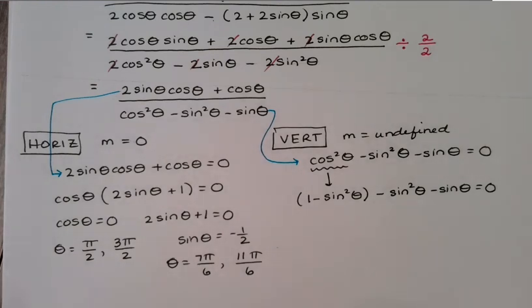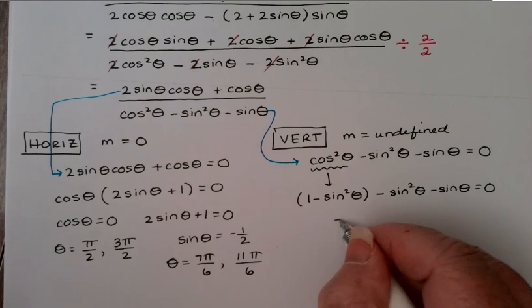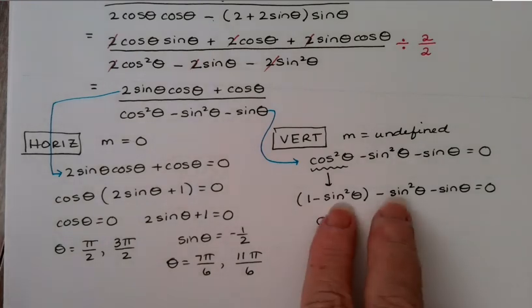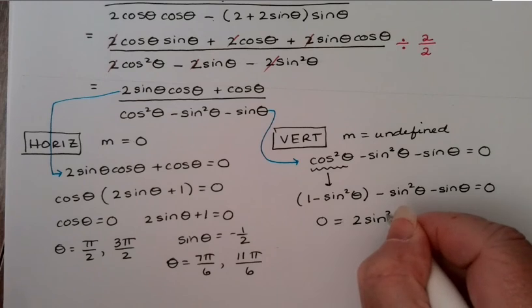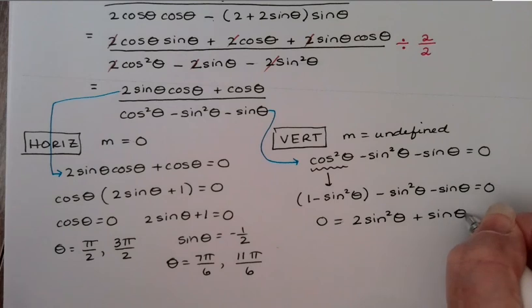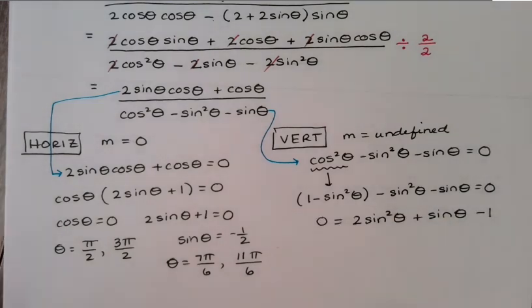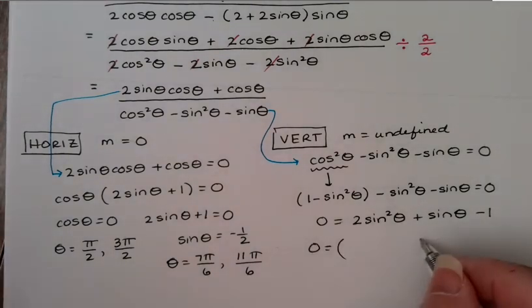So let's see here. I would have -2 sine. You know what? I'm actually going to bring everything over to the other side because I'd rather have a positive on my squared term. So I'm going to ultimately end up with 0 over here. That'll become a +2 sine squared theta. And that'll go over as a plus sine theta. And that'll go over as a -1. And I'm hoping I can factor that. Let's do a little trial and error here.